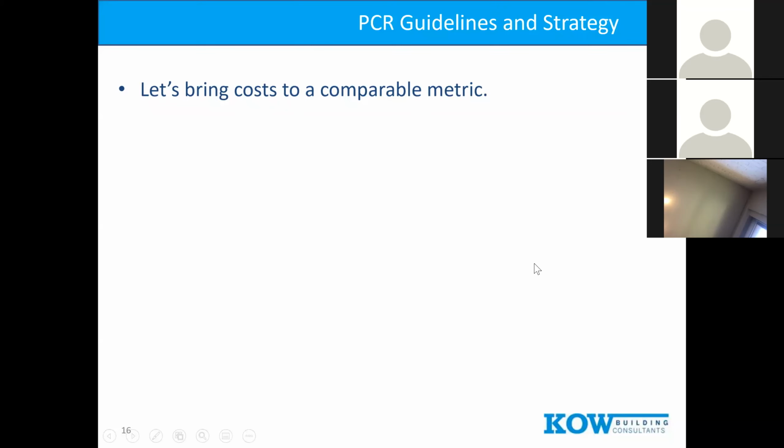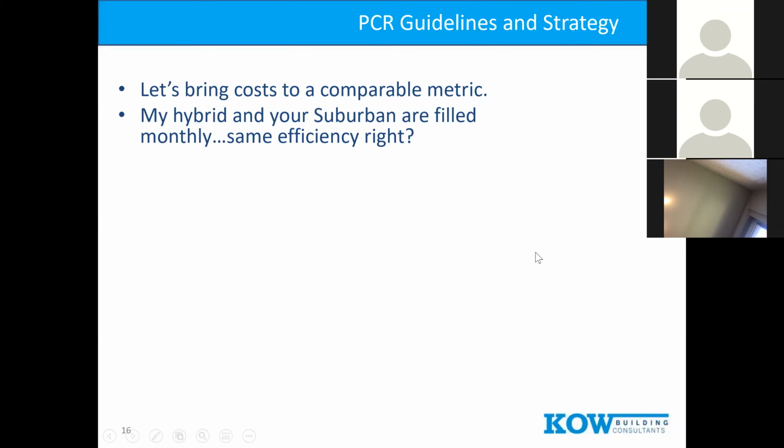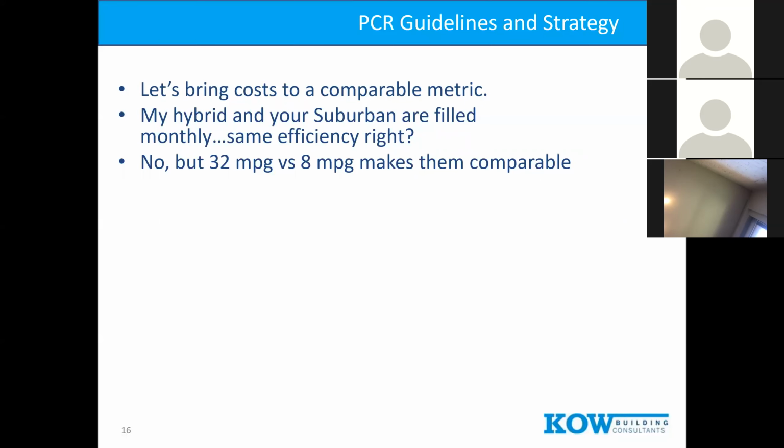So let's bring these costs to a comparable metric, because this is, I think, the most important way we can summarize all of these costs from our standpoint. So for example, I have a hybrid. You have a Suburban. We each fill our gas every month. So therefore we have the same efficiency, right? No, of course not. I get 32 miles to a gallon. You get 8 miles per gallon. That is the metric we need in order to compare them.